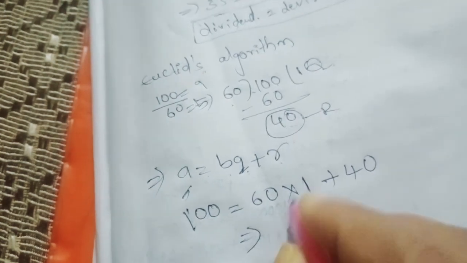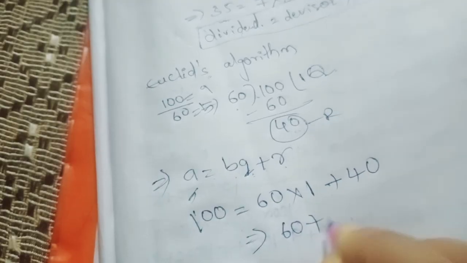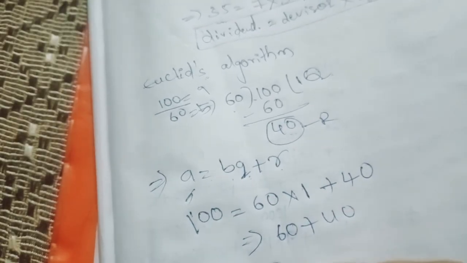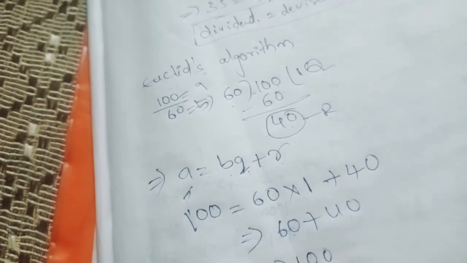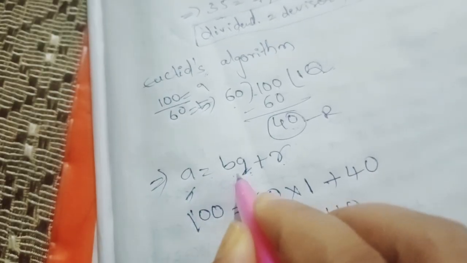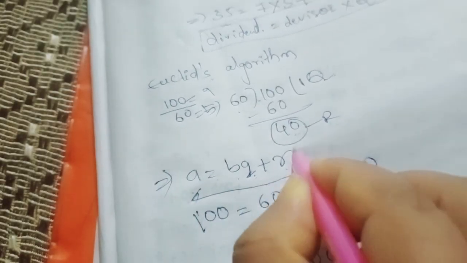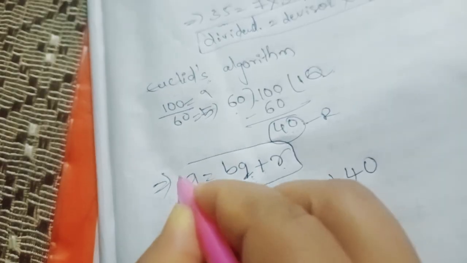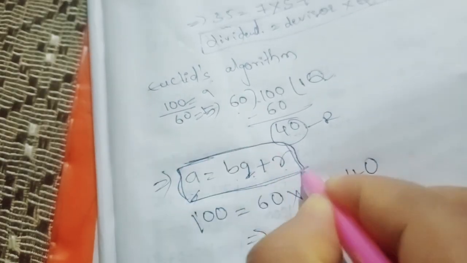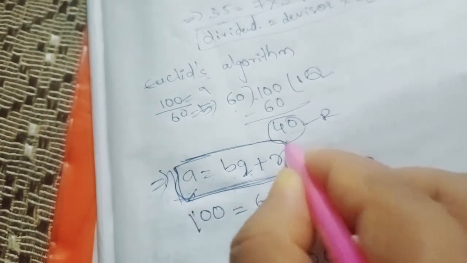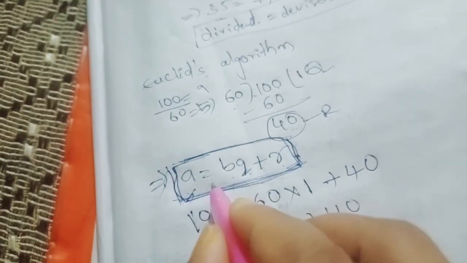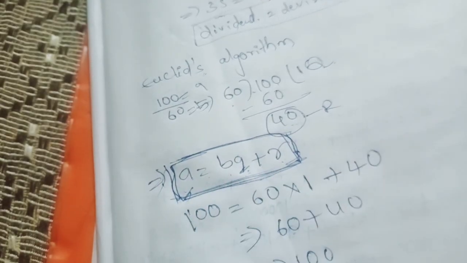So 61 is 60 plus 40, 60 plus 40 is 100. So understood this one. A is equal to BQ plus R. This is the Euclid algorithm, Euclid lemma, Euclid formula. Okay, you must remember this formula. A is equal to BQ plus R.